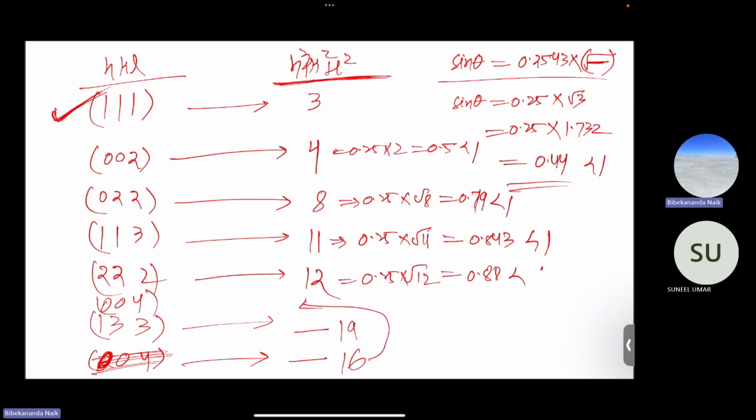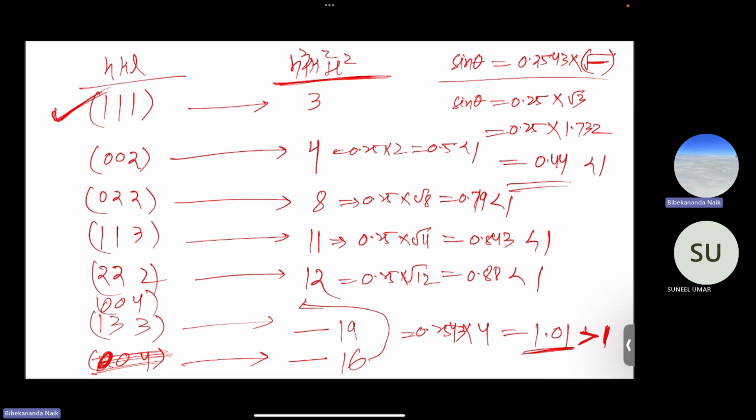Then for 16, that is 004, 0.25 into 4. Sorry, it's not 0.25, it's 0.2543. So 0.2543 into 4 is 1.01, is it not? It is greater than 1. You are getting my point?